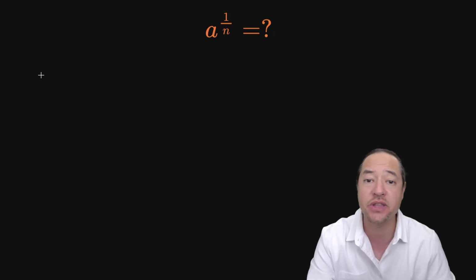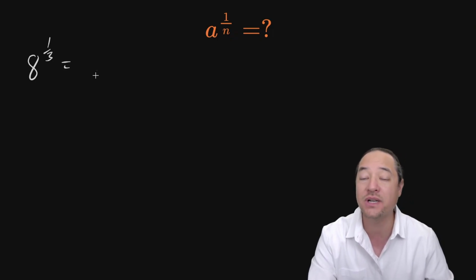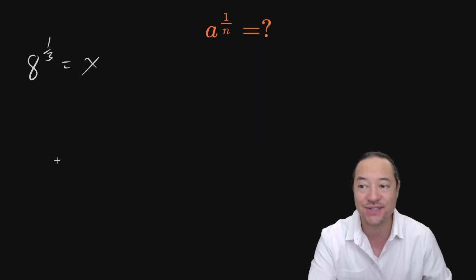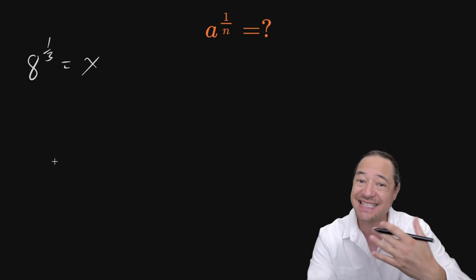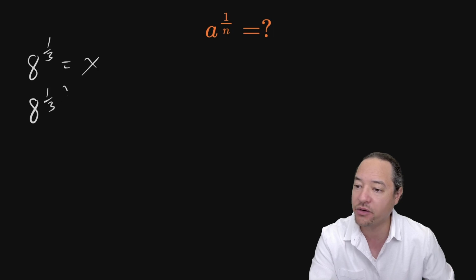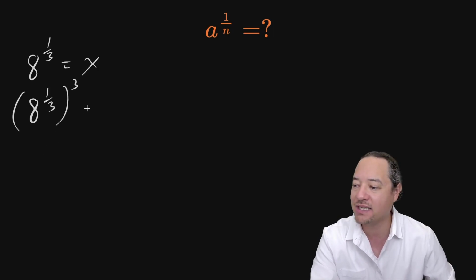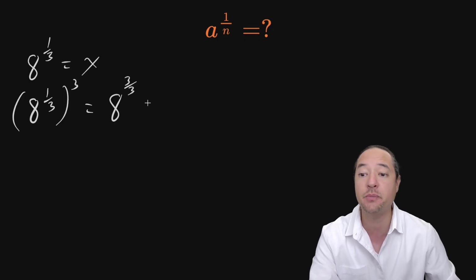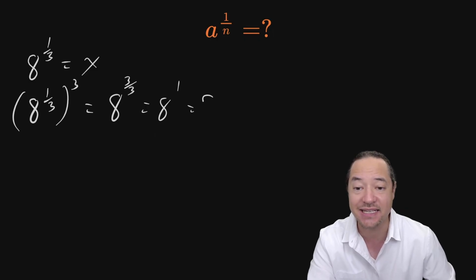So let's start with an example. Let's try 8 to the 1/3 power. What does that equal? I'll call that x, okay? And again, I'm going to use those exponent rules and extend them to fractional exponents like this. So what if we have 8 to the 1/3 power, but then cube it, right? What this must equal is then 8 to the 3 over 3 power, which is just 8 to the first power, just 8, right?